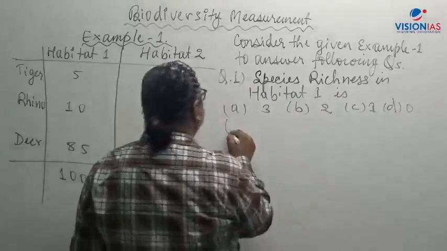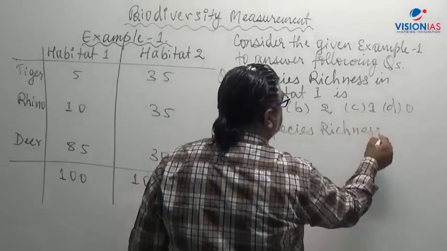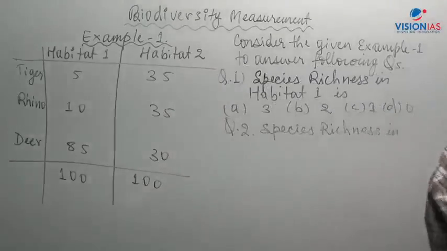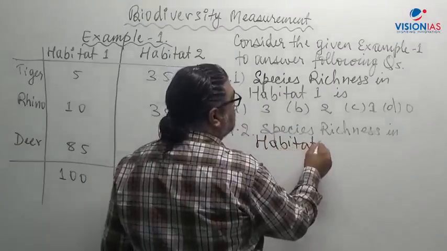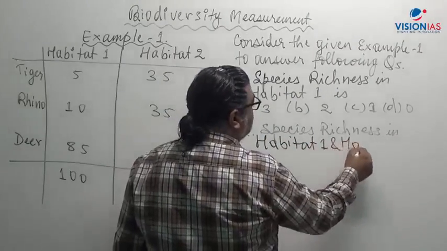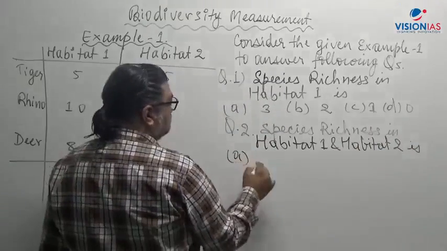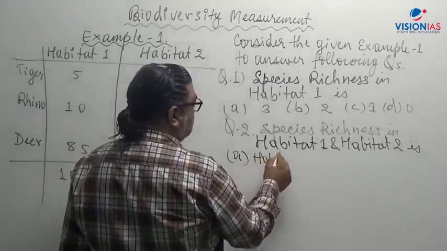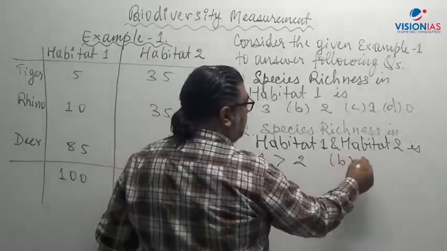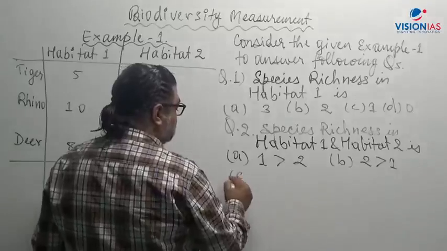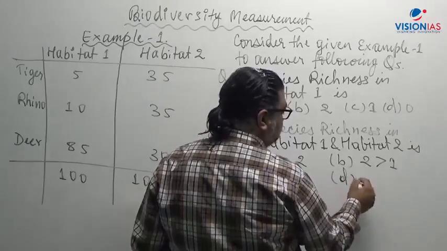I'll get all your answers there. Question number 2. Species richness in habitat 1 and habitat 2 is: A, 1 is higher than 2; B, 2 is higher than 1; C, 1 is equal to 2; and D, cannot be determined.